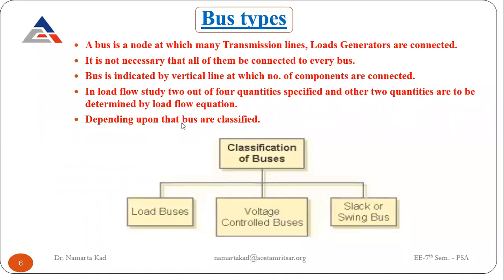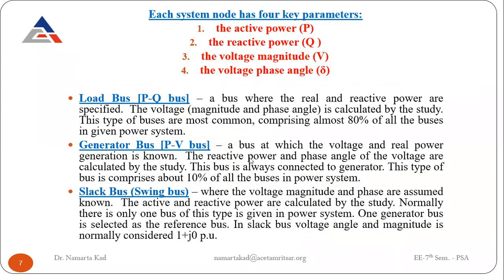Depending upon that, the buses are classified. This is the main classification of buses. There are 3 types of buses. One is the load bus, second is the voltage controlled bus, and third is the slack or swing bus. Now see the different types of buses. Each system node has 4 key parameters. What are these 4 parameters? One is the active power, another reactive power, then voltage magnitude, and then voltage phase angle. So as per these 4 parameters, there are 3 types of buses.